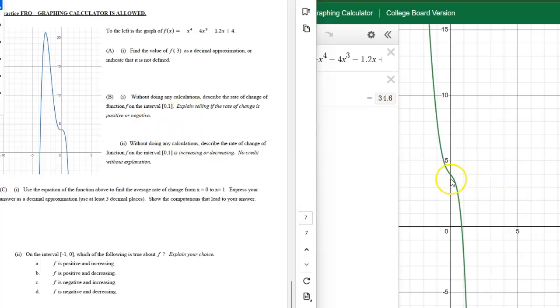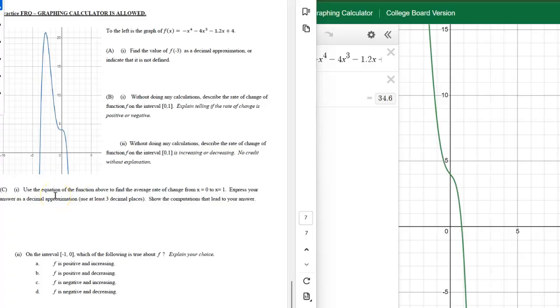You see the difference? So over here, for me, that looks like a part of the sad face between 0 and 1. So it's a concave down. So my answer, rate of change is decreasing between 0 and 1. Very good. All right, letter C.